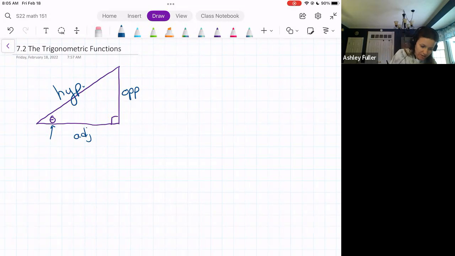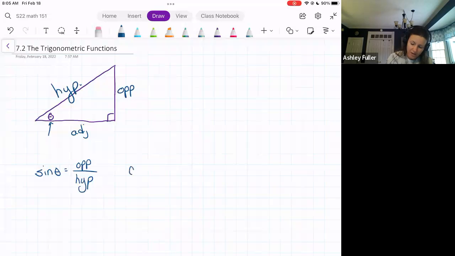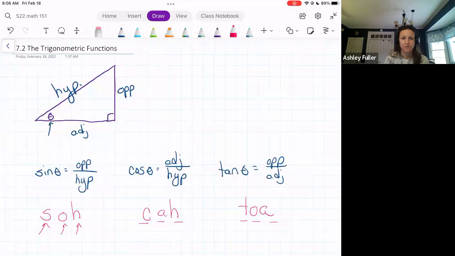We now define our 6 trigonometric functions based on this with what's called the sine of theta being the length of the opposite leg divided by the length of the hypotenuse. The cosine of theta is the adjacent leg divided by the hypotenuse. And the tangent of theta is the opposite leg divided by the adjacent leg. If you've done anything with trig before, you may have heard the expression SOHCAHTOA, and this helps you remember sine is opposite over hypotenuse, cosine adjacent over hypotenuse, and tangent opposite over adjacent.